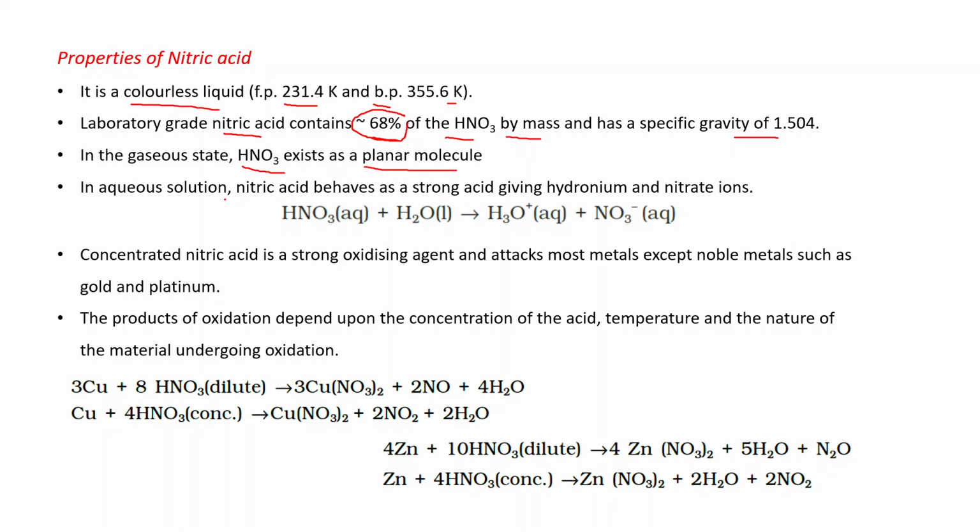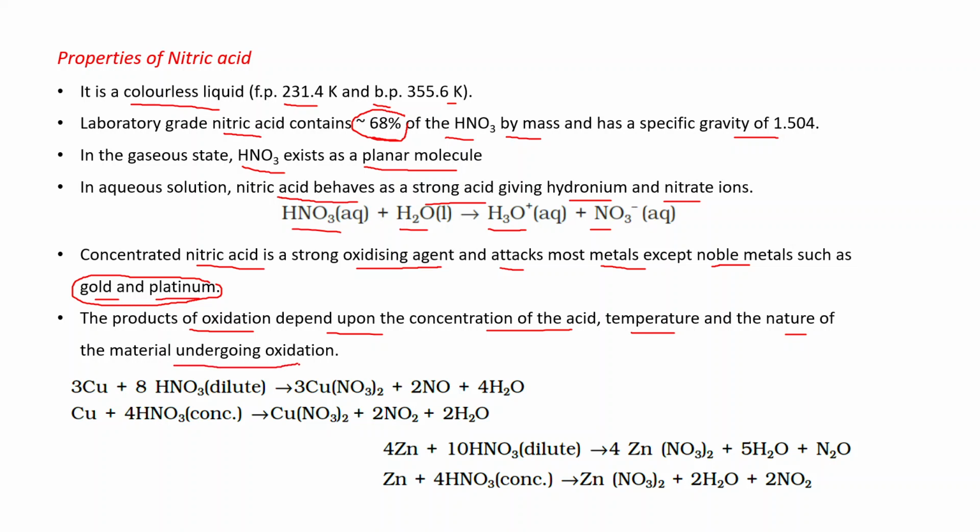In gaseous state, HNO3 exists as a planar molecule. We have already discussed the structure of this. In aqueous solution, nitric acid behaves as a strong acid, giving hydronium ion and nitrate ion. HNO3, when dissolved in water, forms H3O plus and NO3 minus. Concentrated nitric acid is a strong oxidizing agent and attacks most metals except noble metals such as gold and platinum. Noble metals means least reactive metals. Okay. The products of oxidation depend upon the concentration of acid, temperature and nature of the material undergoing oxidation.